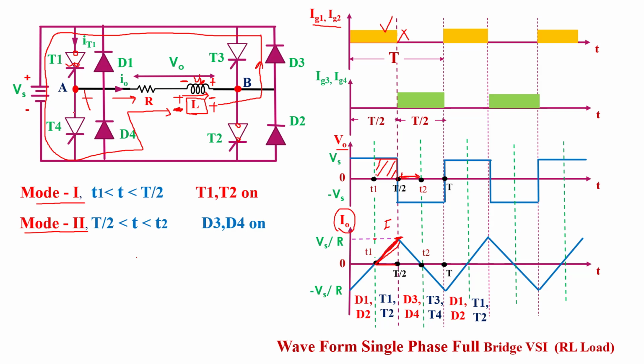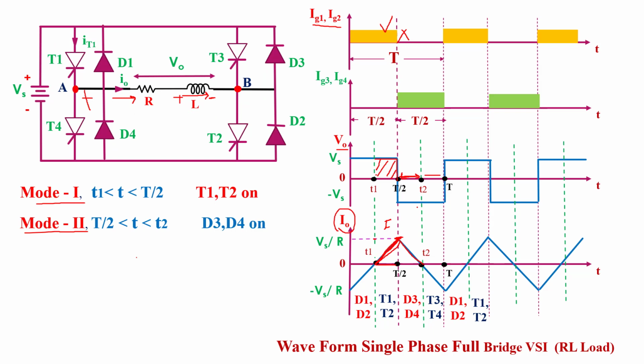So the load current I0 is decreasing exponentially this time. Here we see in the waveform of output current, in this time T by 2 to T2, the load current decreases exponentially, and at time T2 it goes to 0. All this happened due to the inductive nature of the load.